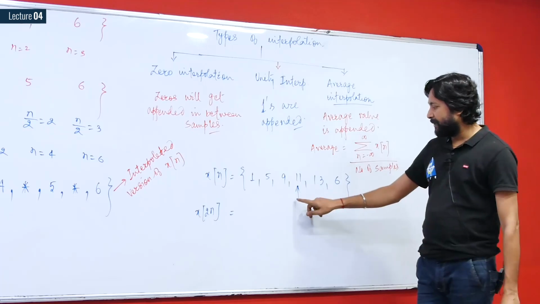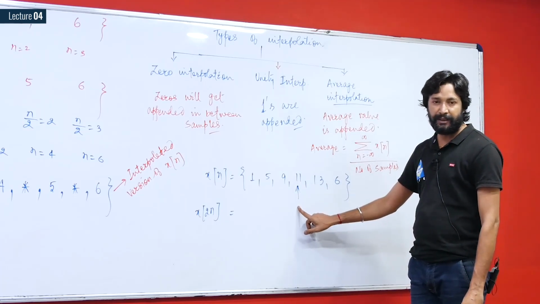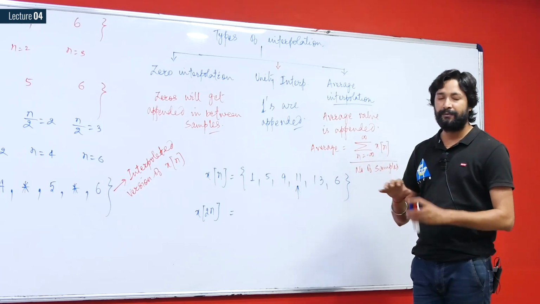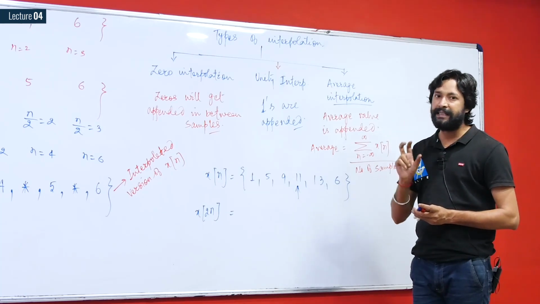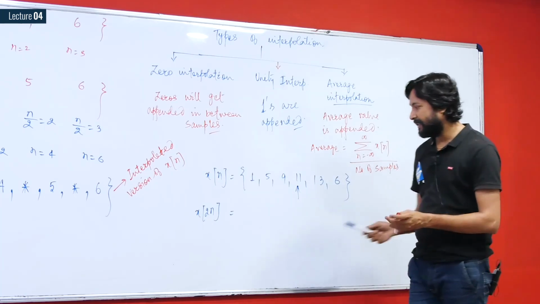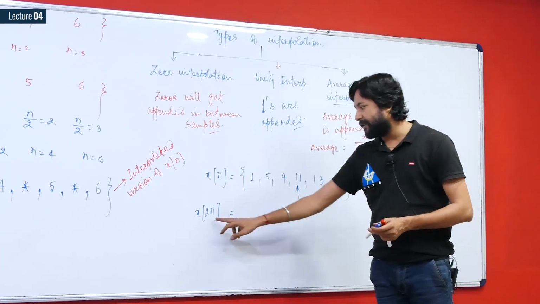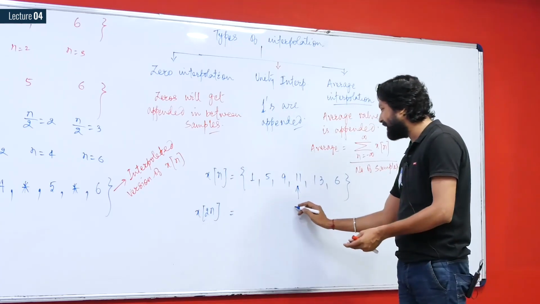So, it is the value at n equals 0. If 2n equals 0, then n equals what? 0 only. So, it means after interpolation or after decimation, whatever process you are applying, the value at origin will be maintained at origin only. That is, if x of n has origin at 11, then x of 2n will also have the same value at origin. So, the origin value will be the same.